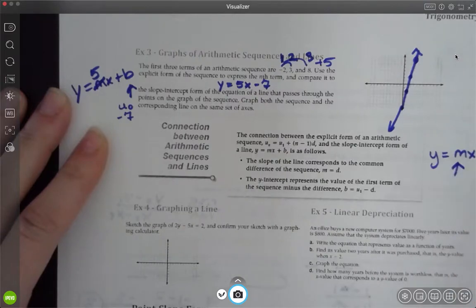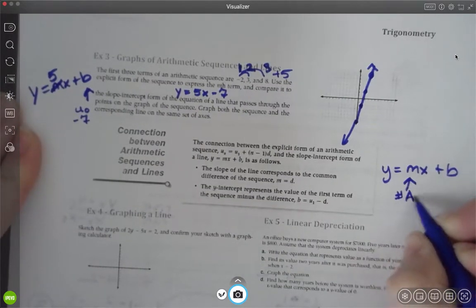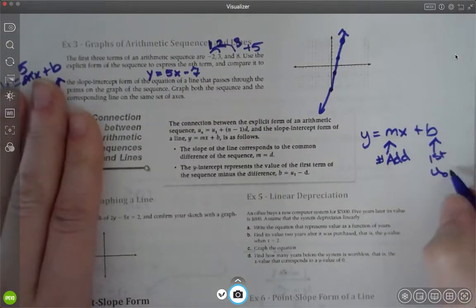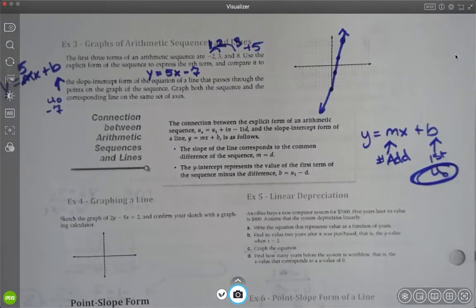m is the number that you are adding each time. b is the first term, which is not u sub 1. It is u sub 0 every time, because I need to be able to plug 0 in for x for the b to pop out. So it is the 0 term. And m is the number you subtract. Yes, add or subtract.